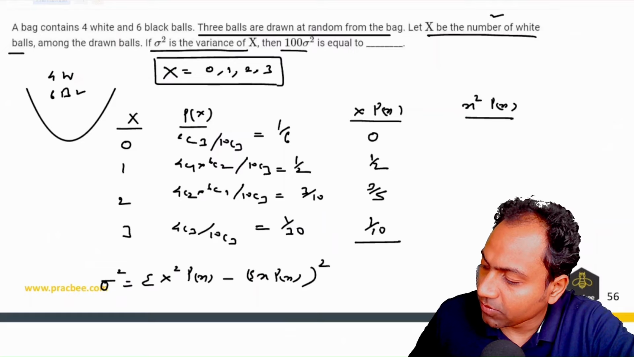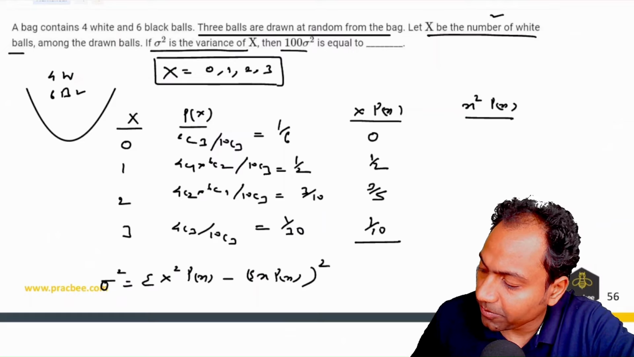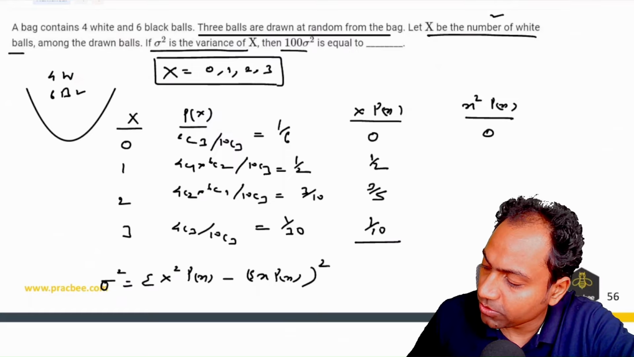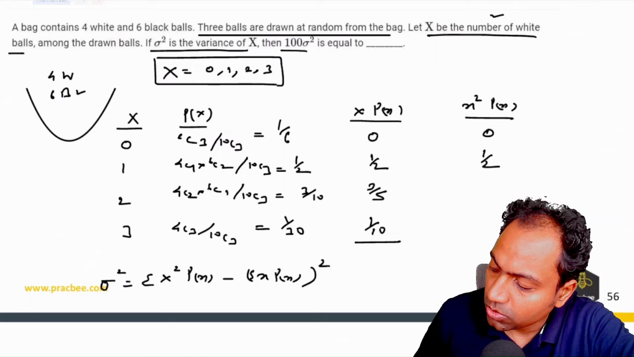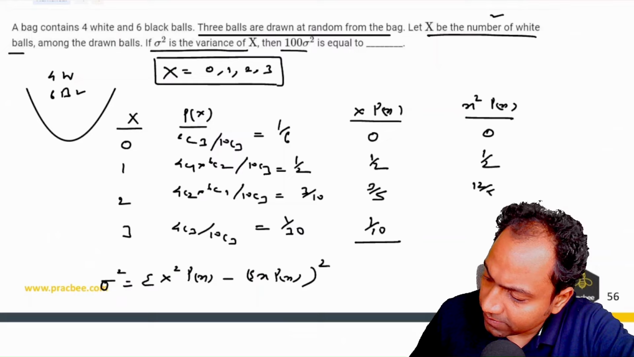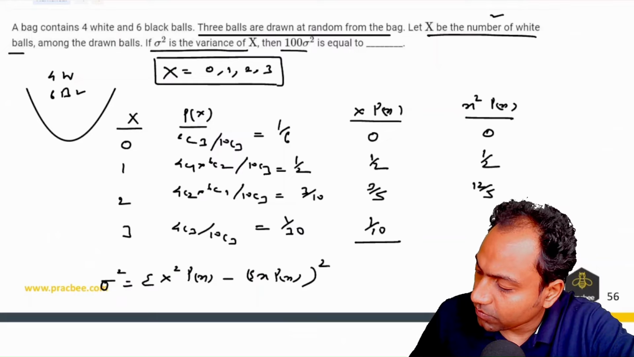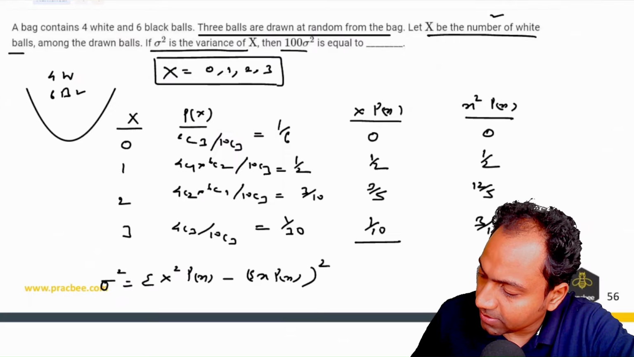And then what we want is the value of x square px. If I do x square, then this also becomes 0. Then 1 square into 1 by 2 again becomes 1 by 2. 2 square into 3 by 10 will become 6 by 5, and ultimately 9 into 1 by 30 will become 3 by 10.